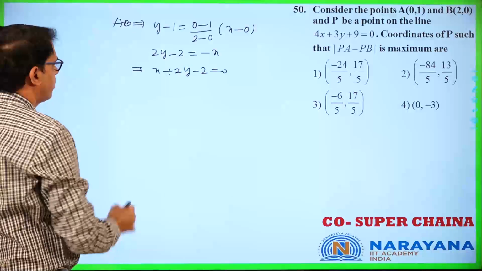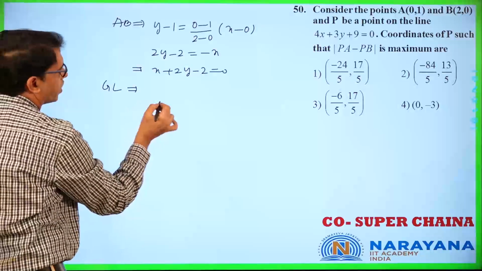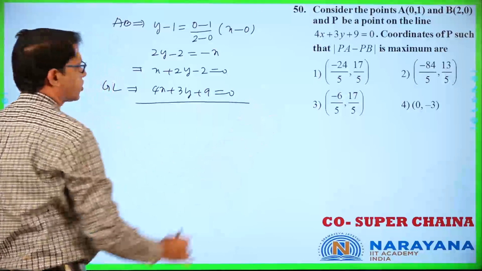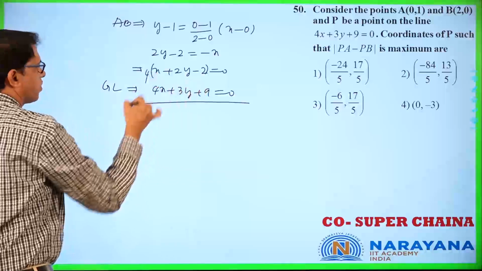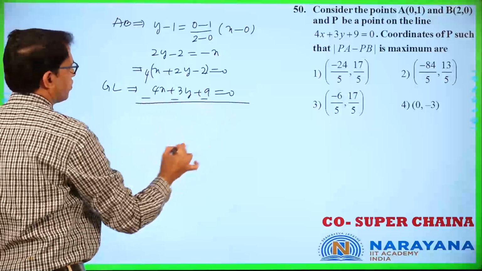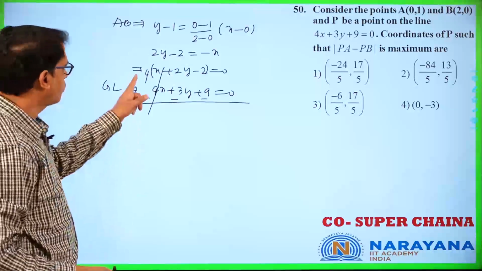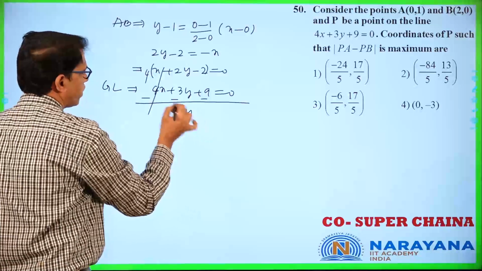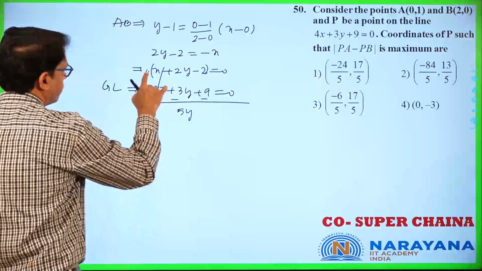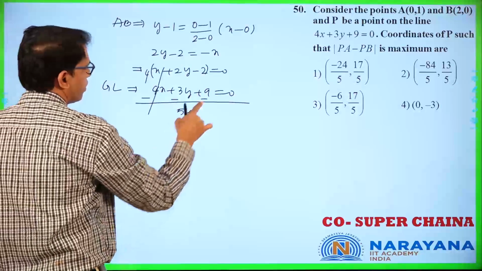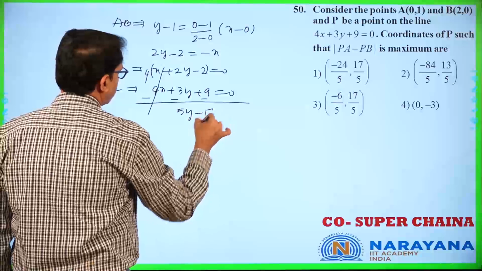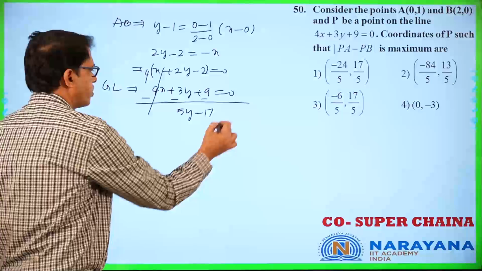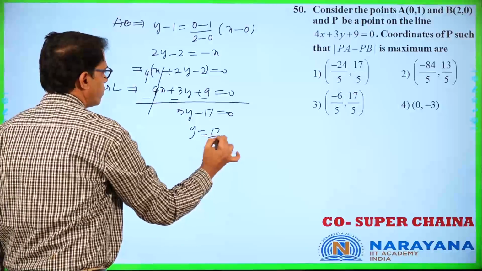Now what is the given line? The given line is 4x plus 3y plus 9 equal to 0. Solving these two, multiply by 4 here, change the symbols, 4x gets cancelled. So here 8y minus 3y, 5y, then minus 8, minus 9, so minus 17 equal to 0. From this, the y value equals 17 by 5.